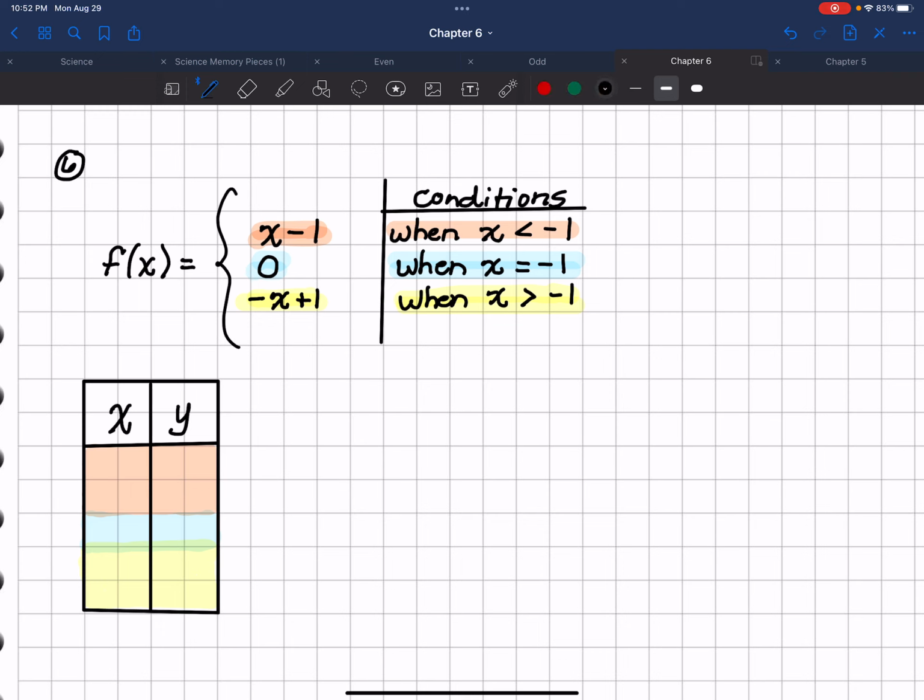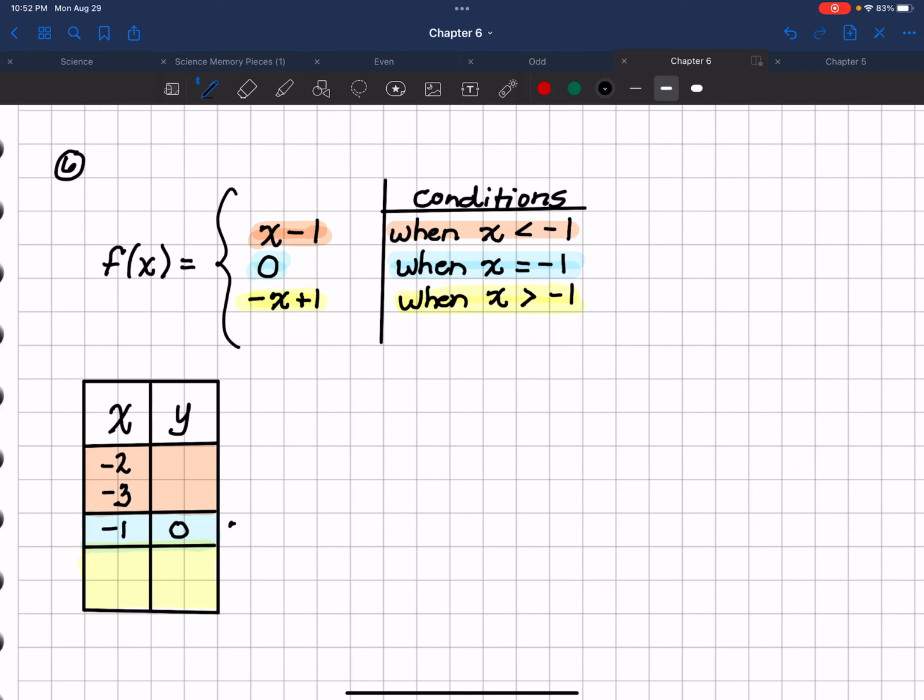All right, so for the orange one, my x values must be less than -1. So I'm going to go with -2 and -3. For my blue part of this function, x has to be exactly -1. It tells me right here that x can only be -1. And if that's the case, the y output will be 0. So I don't have to do any math for that one. If x is -1, y is 0.